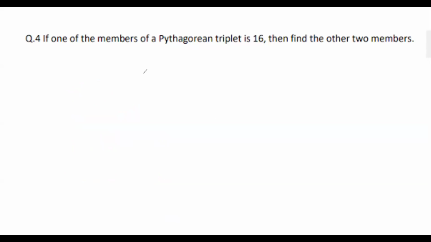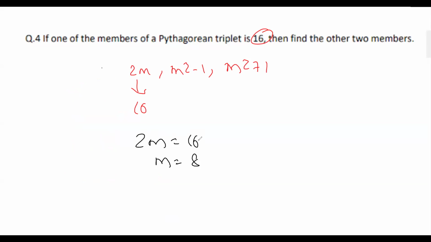Now, the general formula for Pythagorean triplets is 2m, m square minus 1, and m square plus 1. Yeah, that is it. One of the members is 16. It could be this, this, or this. But I can see that this is even, so I'll plug in 2m as 16. If I equate 2m with 16, that will give us the value of m, which is 16 divided by 2, right? That is 8. Once we get the value of m, one by one we can place the value of m in each of them.